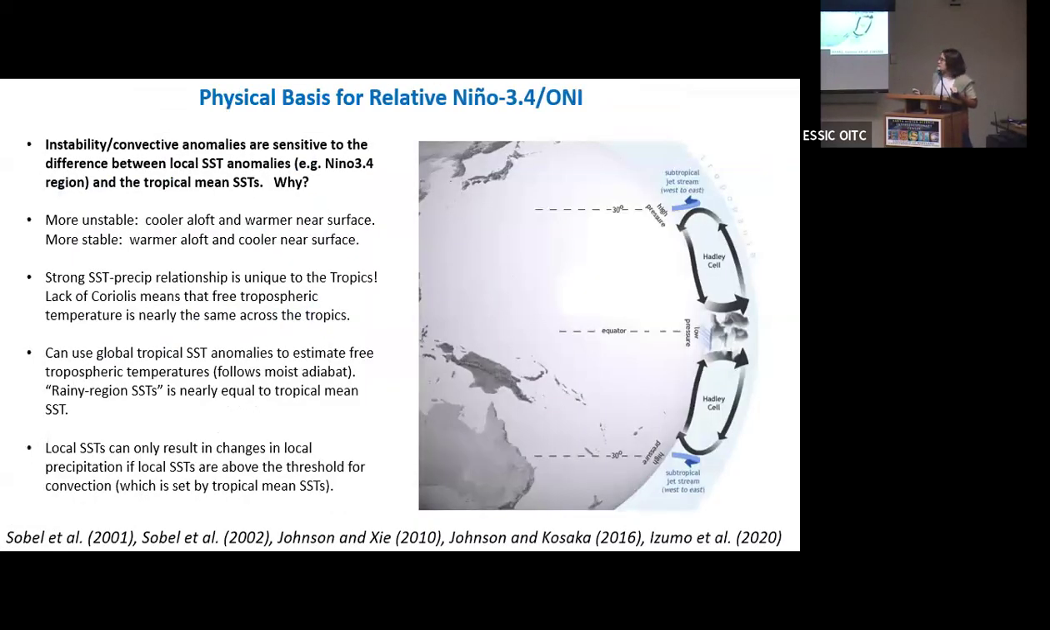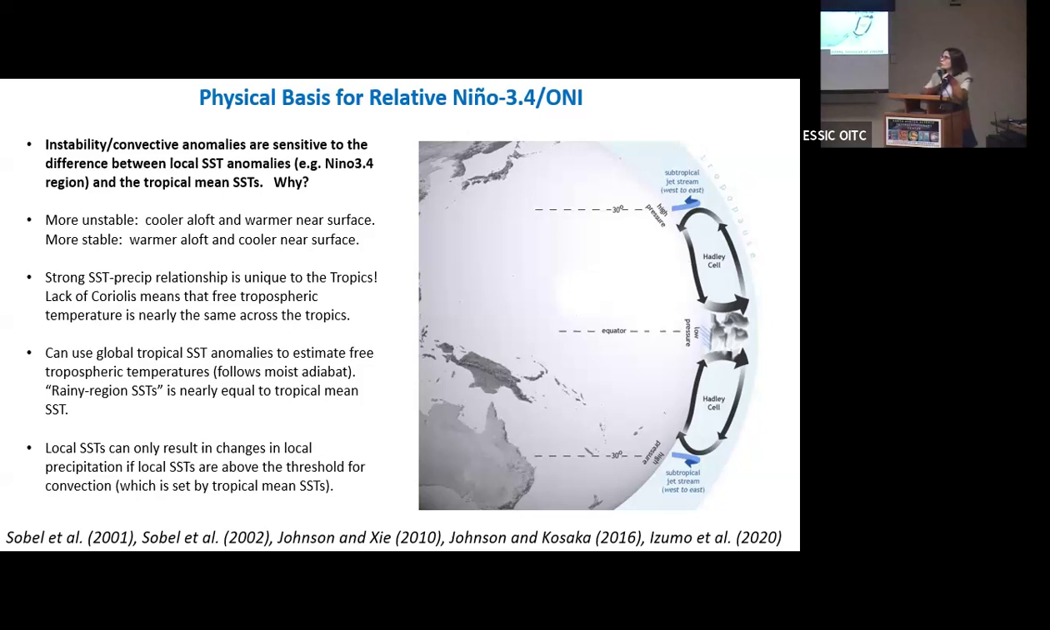All right, what's the physical basis? So the real experts are down here: Adam Sobel, Nat Johnson, Sheping Shea, and many others, particularly in the tropical cyclone community, who came up with the relative SST concept. The general idea is that the tropics is a special place. We're actually kind of lucky, because instability and precipitation and rainfall really depend on the difference between your local sea surface temperature anomalies and the tropical mean. As many meteorologists know, when it's cooler aloft and warmer near the surface, you get convective instability. When it's reversed, you're more stable.